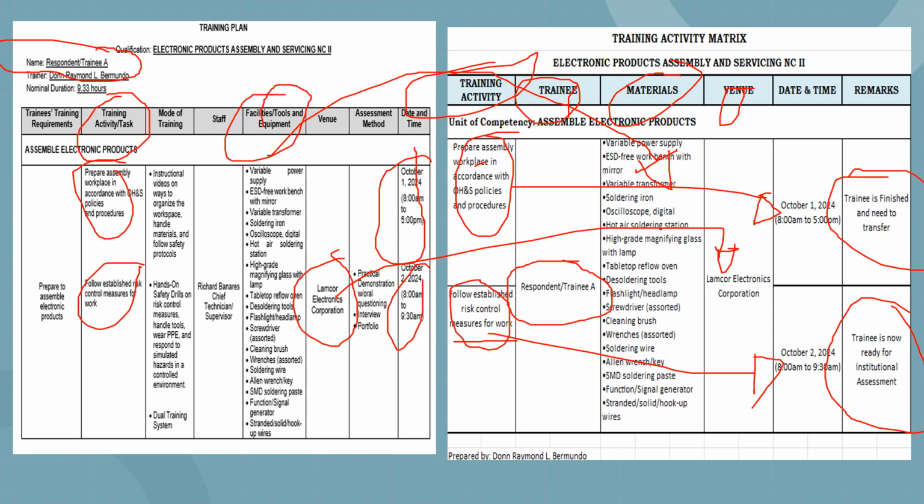May I just remind that in your case, you will prepare 5 training activity matrix since you have 5 respondents during your training needs analysis. Okay? And then please be careful. What particular information you have gathered based on your TNA and your training plan must be reflected in your training activity matrix. So there must really be consistency and alignment with your TNA, training plan, and training activity matrix.